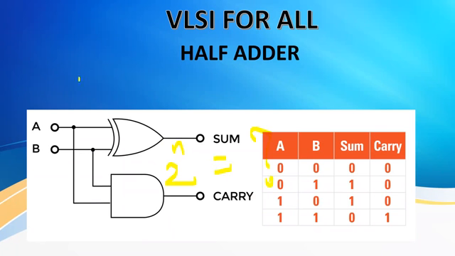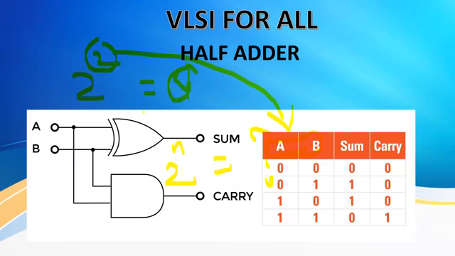So let us consider 2 power n. What is n? N is the number of variables. We have two inputs, that is A and B. A and B are the variables. So 2 power 2, there are two variables, 2 power 2 is 4. So this 4 represents the number of combinations. See, 0 0, 0 1, 1 0, and 1 1.